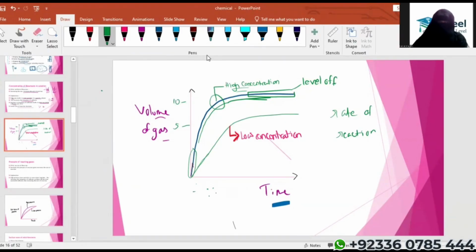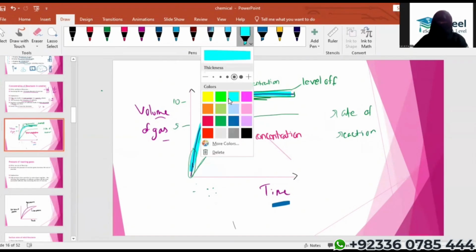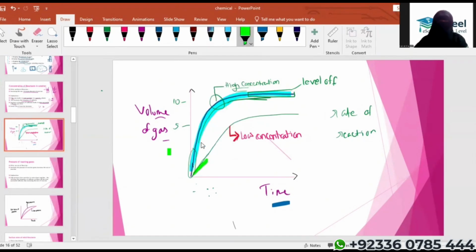For higher concentration, you will have a steeper gradient, which is shown here, okay, and which will level off at a higher value. And for lower concentration, you will have a less steep gradient, and the value will also be less because there are less number of particles. So, as there are less number of particles, less products are being produced for low concentration.